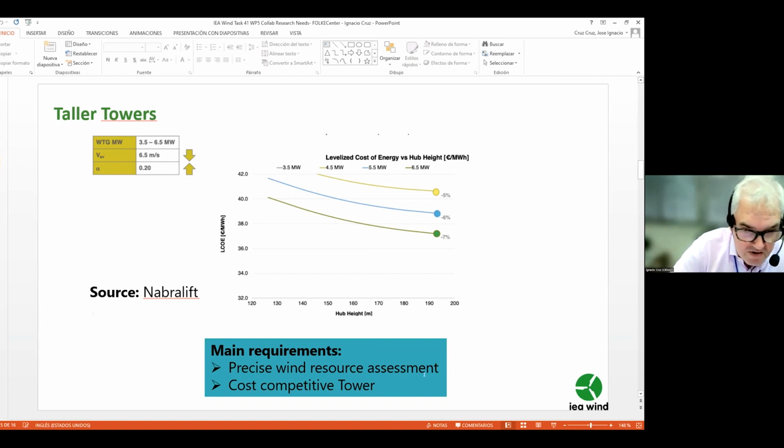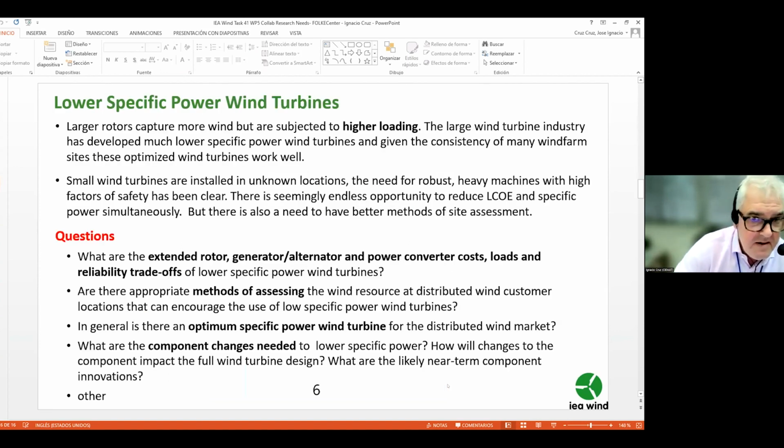Which solution is the best? So we have seen tubular towers, or different solutions, especially for downwind wind turbines. So which is the best solution, even if we need to install a tall tower to get a better LCOE in our system?